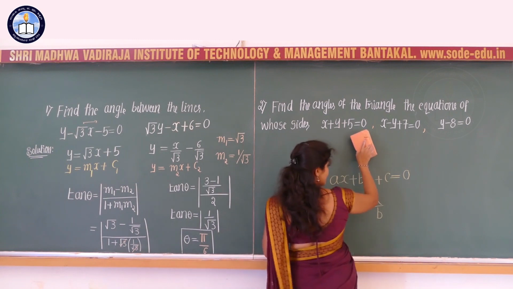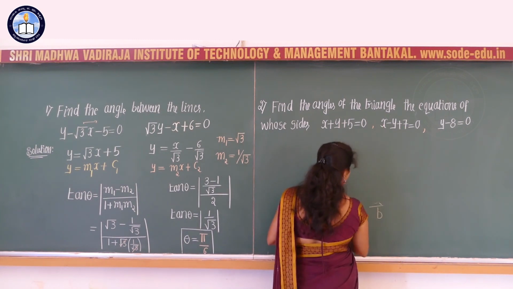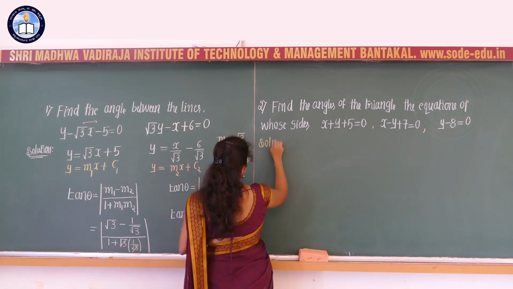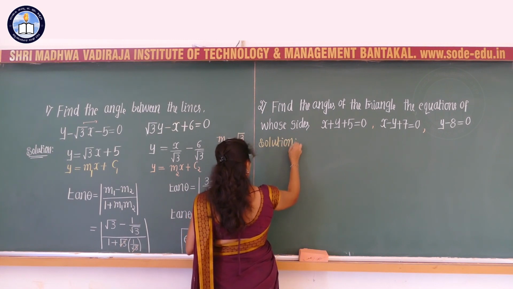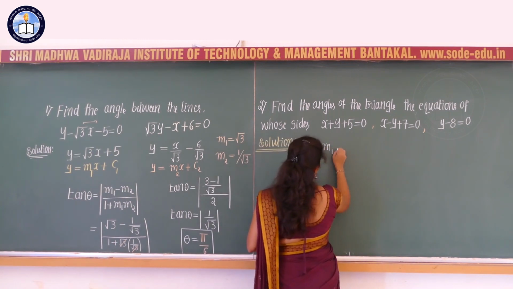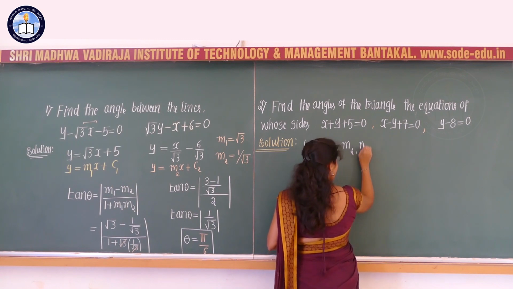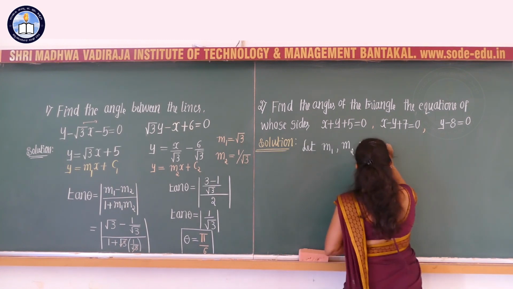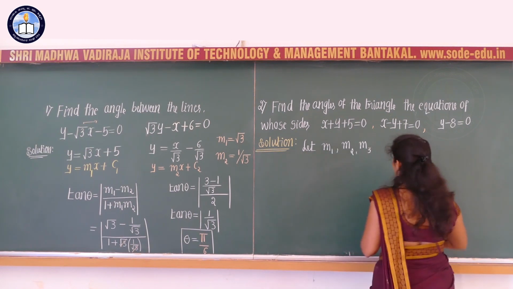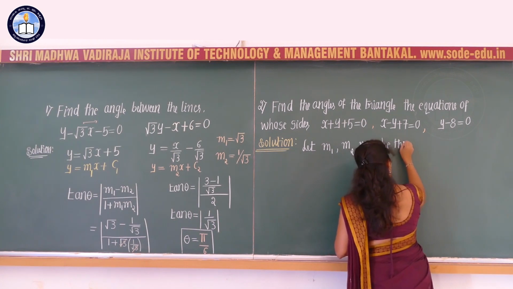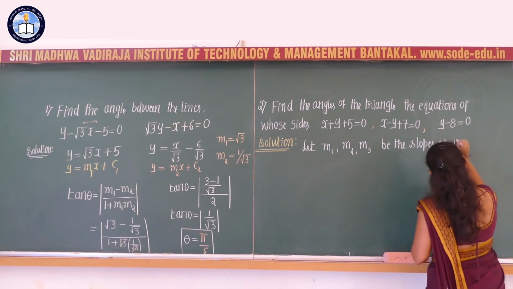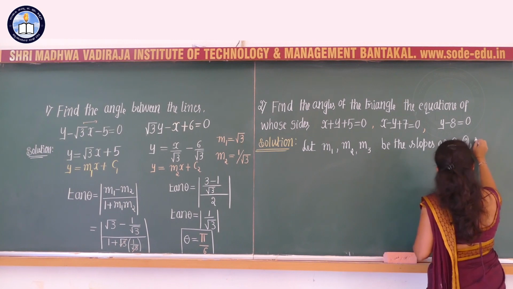So therefore, for the first, second and the third equation, I am going to write the slope of the lines. And let's write the solution part, that is the solution of the problem. With respect to the solution of the problem, I will consider, let M1, M2, M3 be the slopes of equation 1, 2 and 3 respectively.